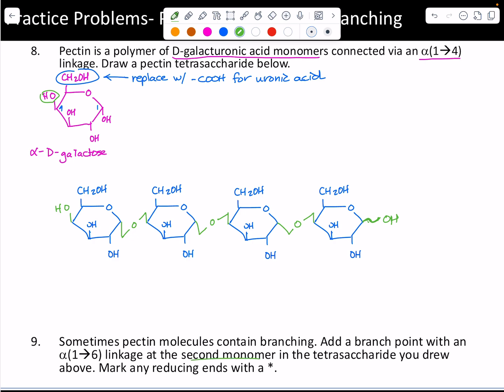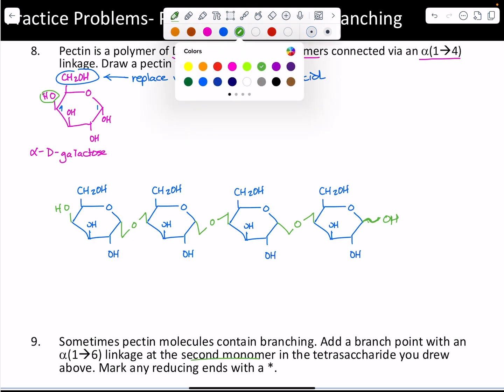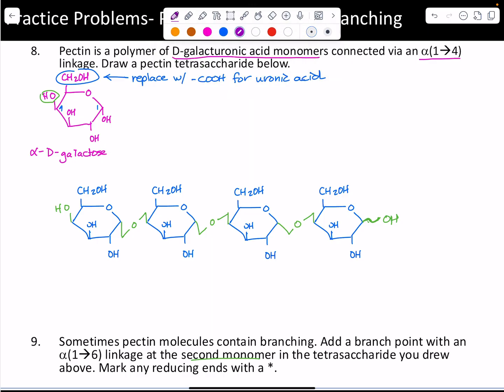Okay, so now let's switch to purple for that. All right, so here's my second monomer right here. And I want to do an alpha 1 to 6 linkage. So I'm going to draw my hexagon. That's a very bad hexagon. I'm not good at this. This is why I don't teach organic chemistry. All right, so drawing in the remainder of my hydroxyls.